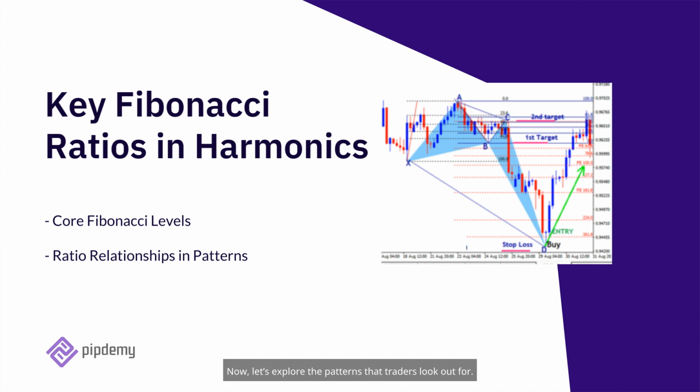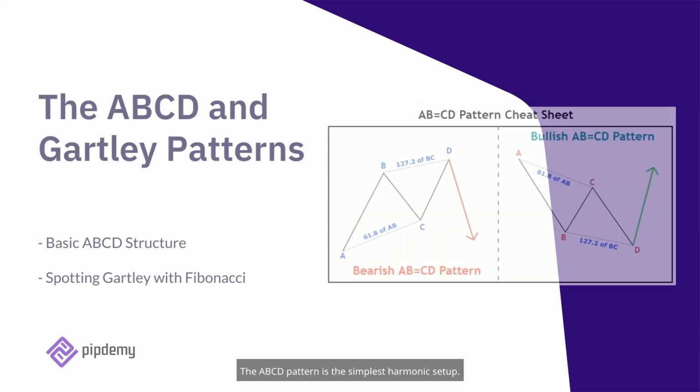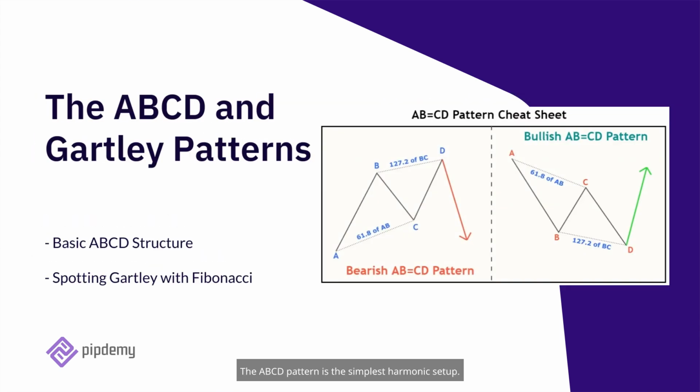Now let's explore the patterns that traders look out for. The ABCD pattern is the simplest harmonic setup. It has 4 points, A, B, C, and D, forming 2 legs, AB and CD, often equal in length. Look for CD to complete around the 1.27 or 1.618 extension of AB.